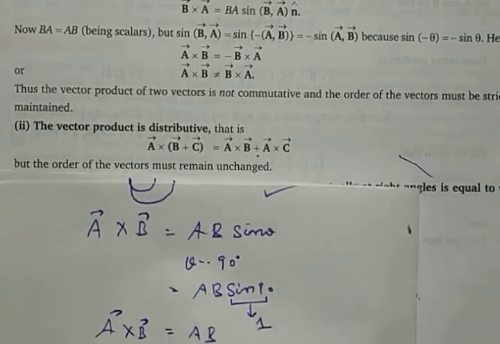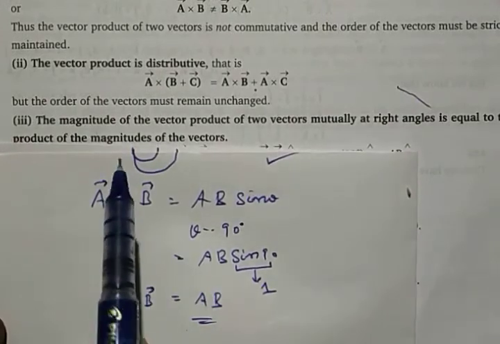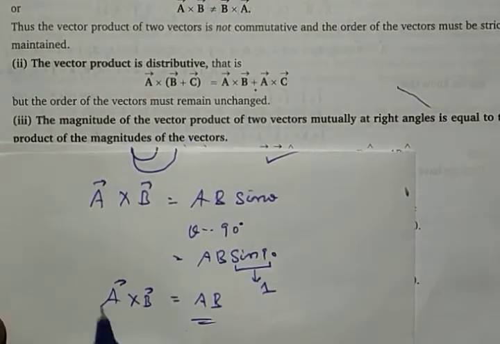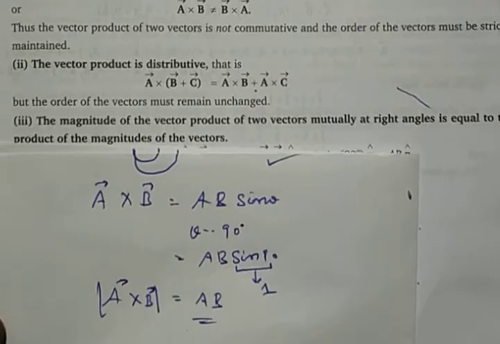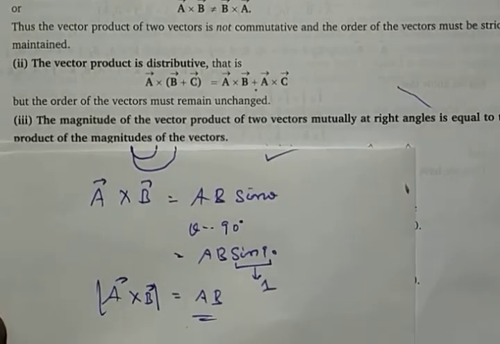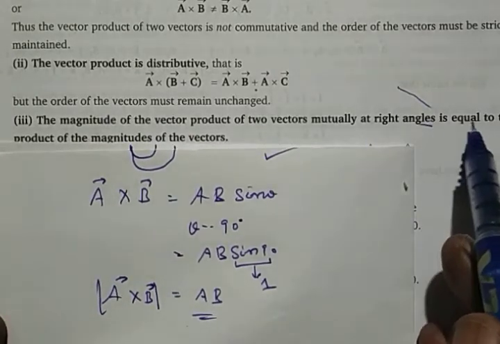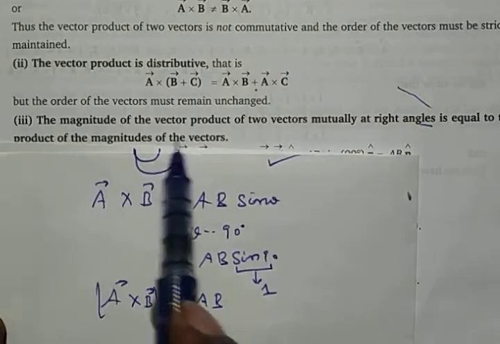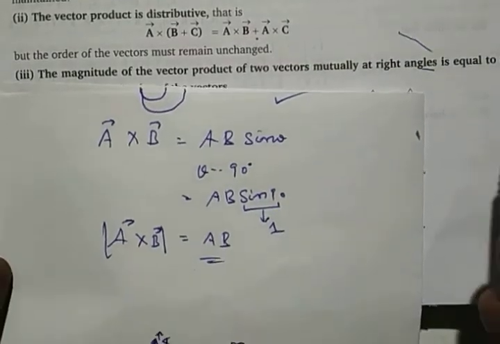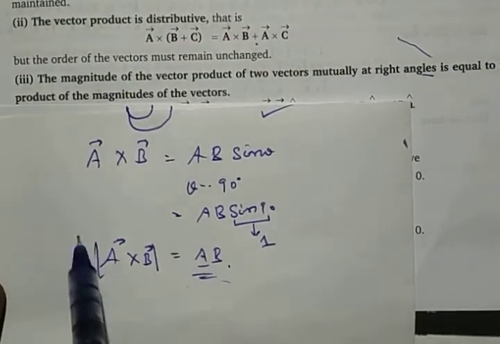It is given here that the magnitude of the vector product of two vectors mutually perpendicular, at right angles to each other, is equal to the product of the magnitudes of the vectors. That means just A into B. So this is the value.